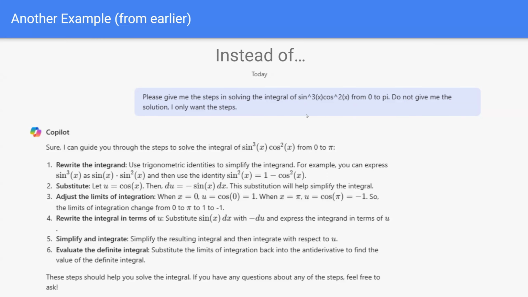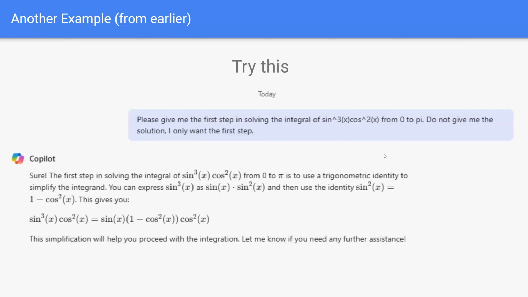So instead of asking for all of the steps to the solution, maybe you could just ask for the first step. So here, the first step is rewriting sine cubed of x as sine times sine squared, and then using this identity. Okay, and for a lot of us, this might be enough to finish the integral. And that's really the furthest we should go. So when you're trying to solve these integrals, consider just asking for a little hint.